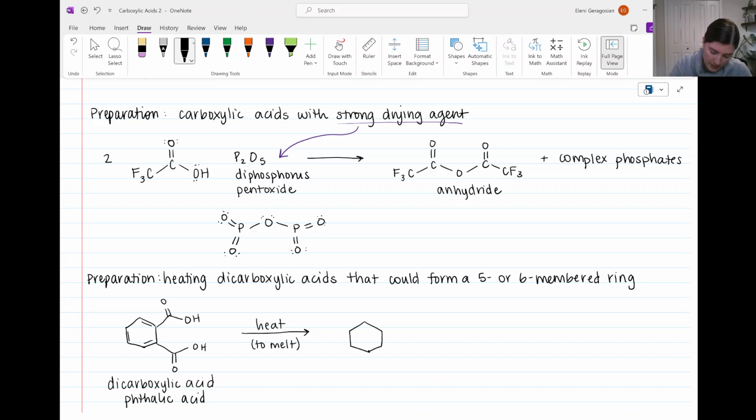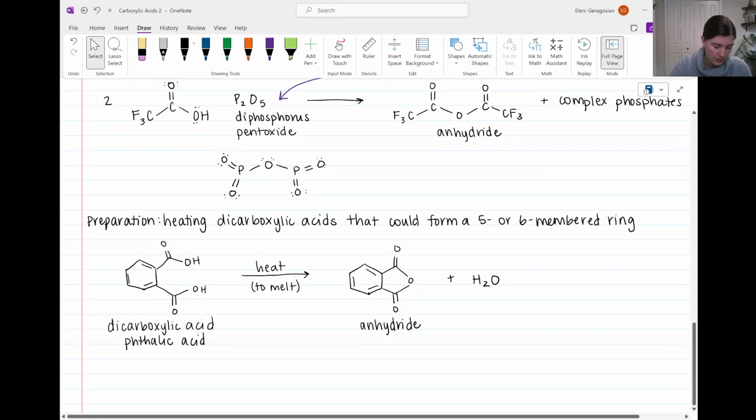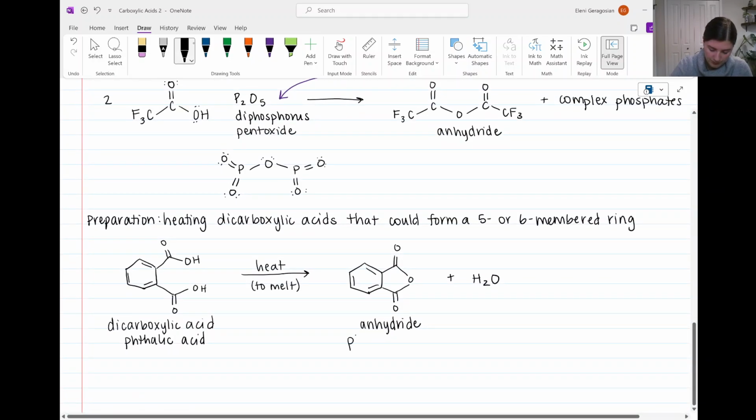We still have our benzene ring, that's not changing, but now our two carboxylic acid carbonyls are bonded to each other via one oxygen atom, and we have H2O as a byproduct. So this is an anhydride, and this is called phthalic anhydride.